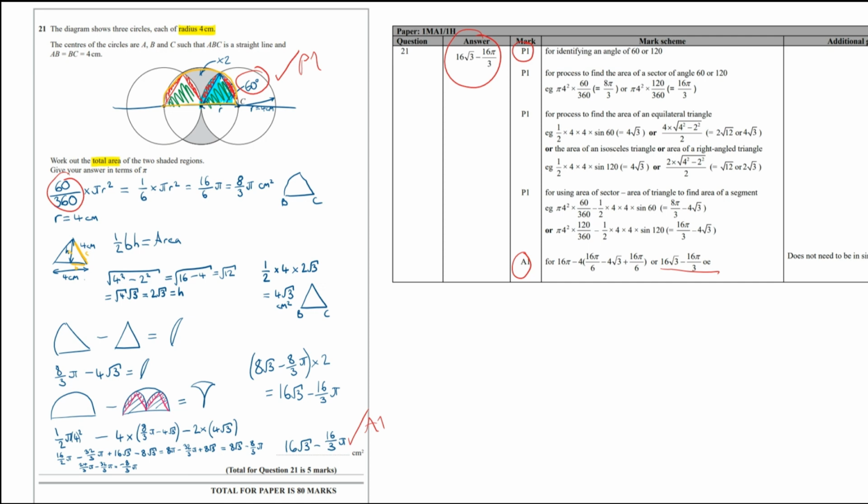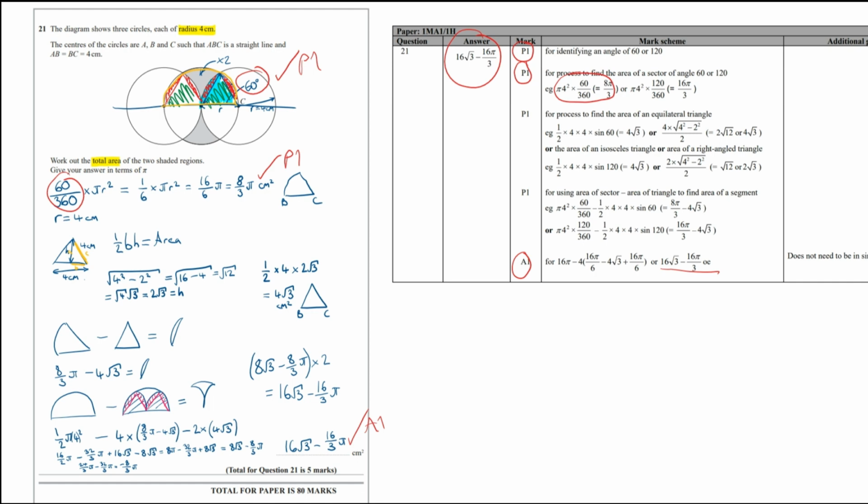Then the process to find the area of a sector of angle 60 or 120. So you can see we have pi 4 squared times 60 over 360 equals 8 over 3 pi, and that's what I've gone for. So that would be my mark there. It would be P1 also, obviously the second one now, because I used this equation here.